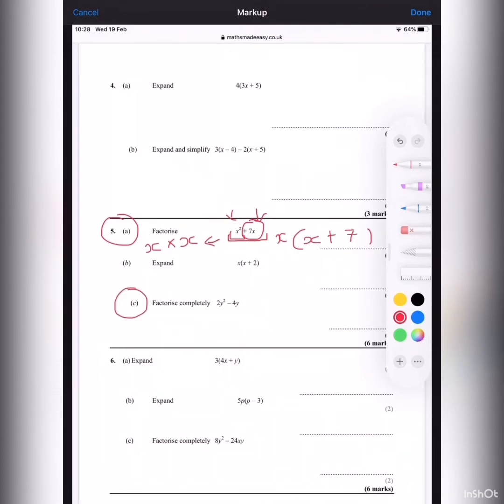So again, one bracket because there's only 2 terms and something goes into both. Well, what is that something? Well, first we look at numbers. So we get a 2.